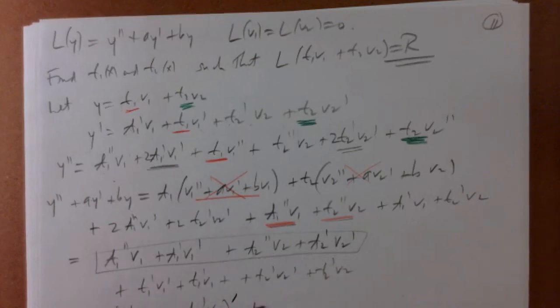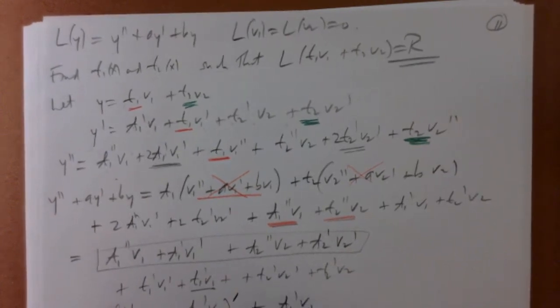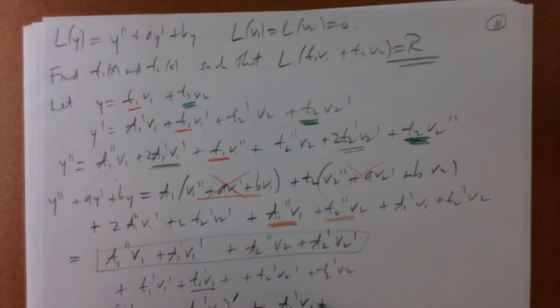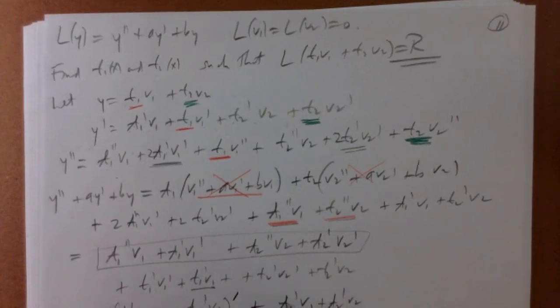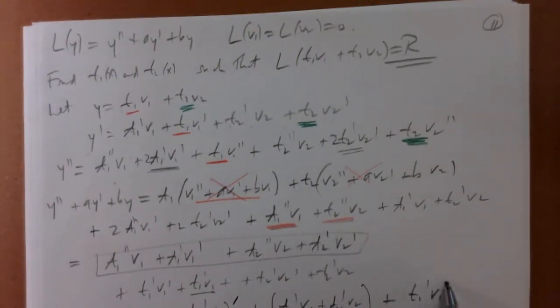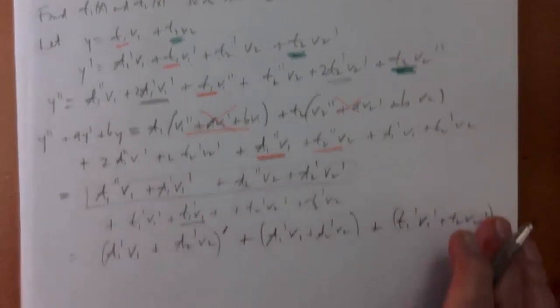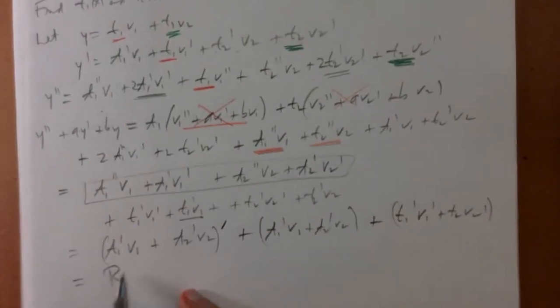Plus that, okay. Plus this, let's see, I have a T1 prime V1 and a T2 prime V2. Plus what's left over is T1 prime V1 prime plus T2 prime V2 prime. And I want all of that to be equal to R of X.